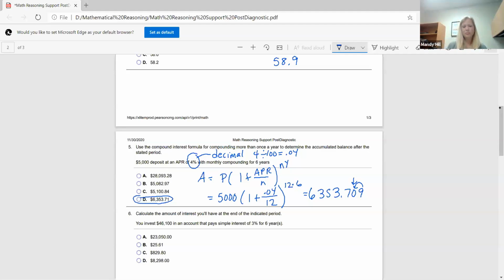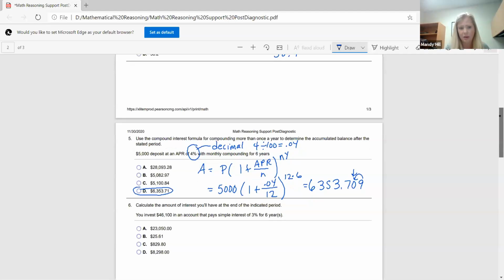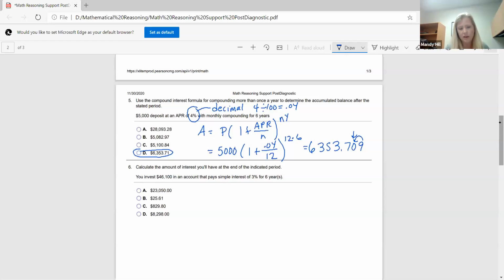Okay. Number 6 says, calculate the amount of interest you'll have at the end of the indicated period. So we're going to invest $46,100 in an account that pays simple interest. Okay, simple interest formula is a little bit different than the compound interest formula. So let's go back and look at that one real quick. Make sure you're able to get this question correct.